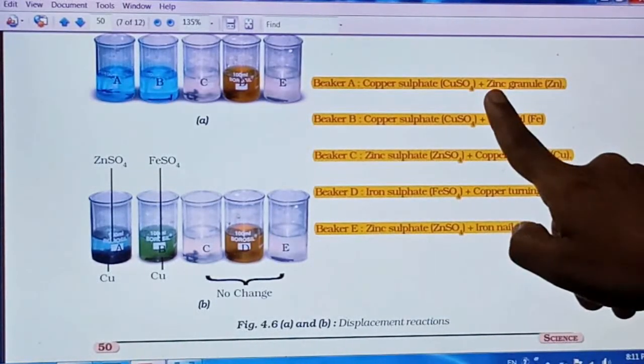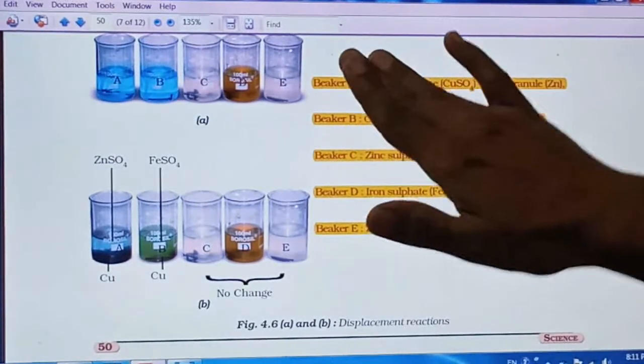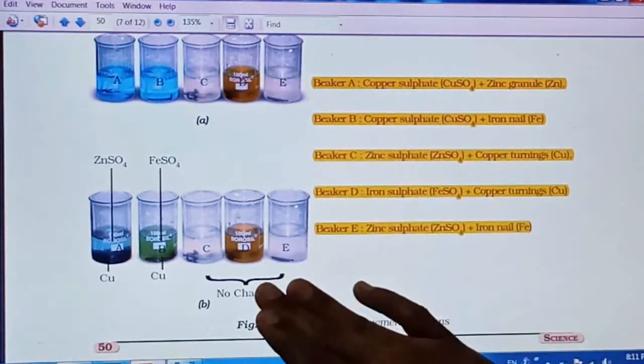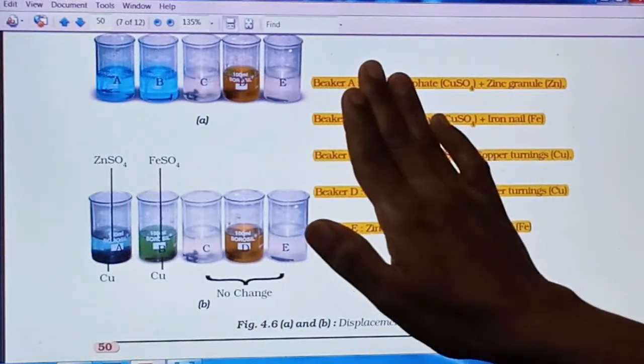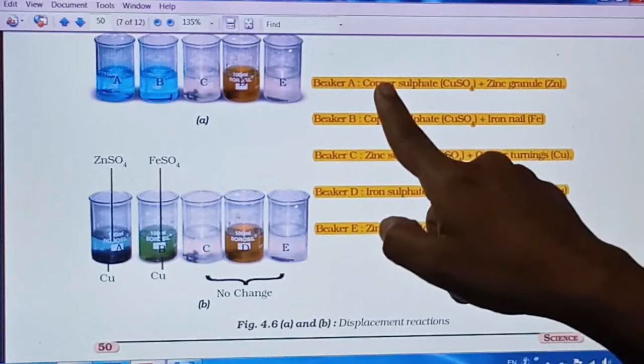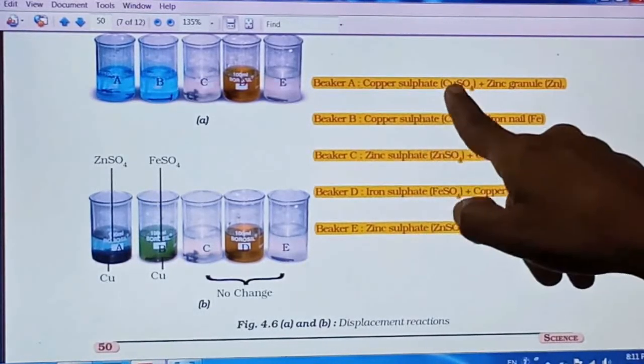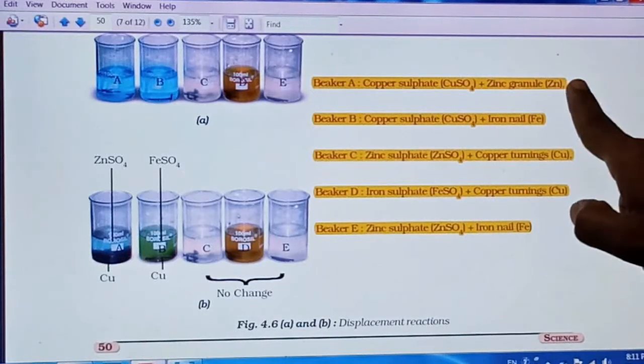Zinc is the stronger, right. So this zinc will go and replace the copper, displace the copper. It will just make the copper aside and come in its place. So here we can make a compound, zinc sulfate plus copper, right.